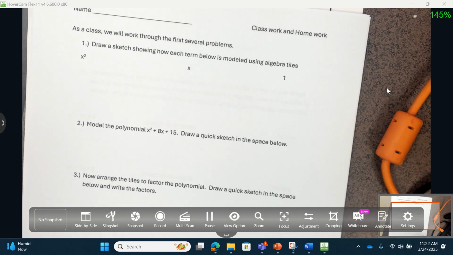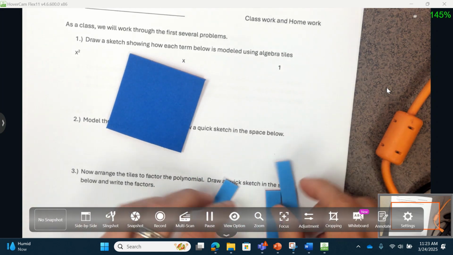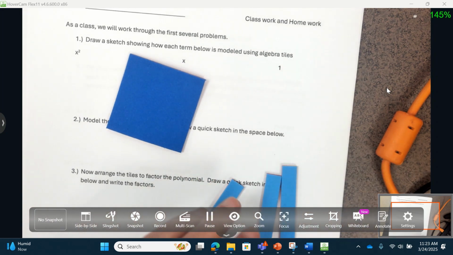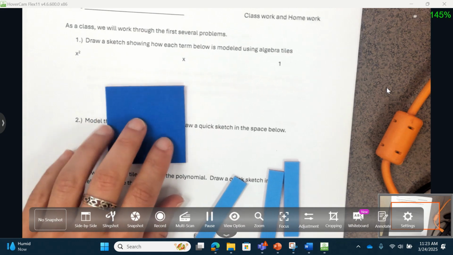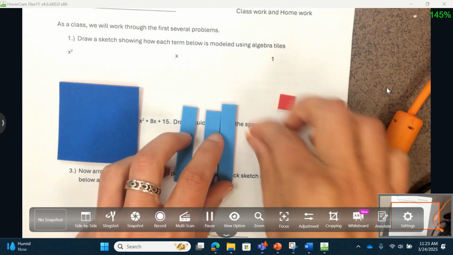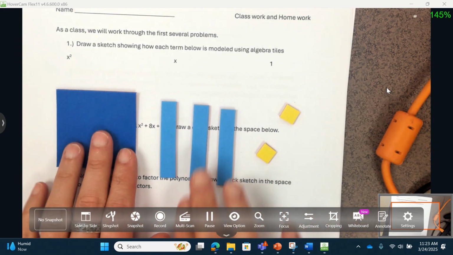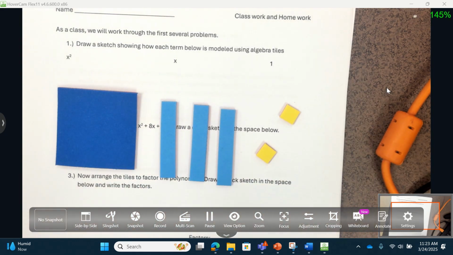So the first part is draw a sketch showing how each term below is modeled using algebra tiles. So algebra tiles are these. This is a set of foam ones, and we'll be working with these in class. And they come in 3 different sizes. So we have a big square, we have these skinny rectangles, and then we have these little squares. And each of these represents a particular area.